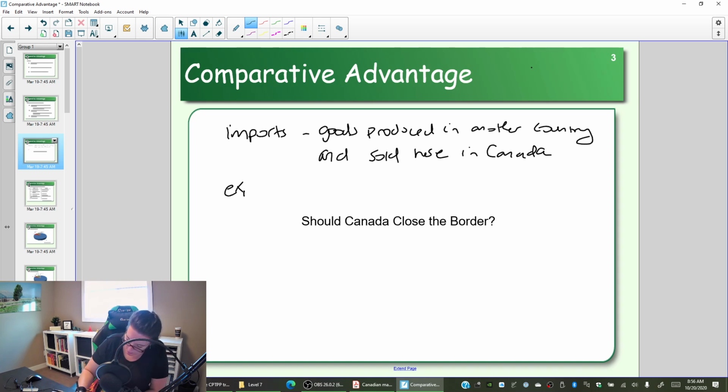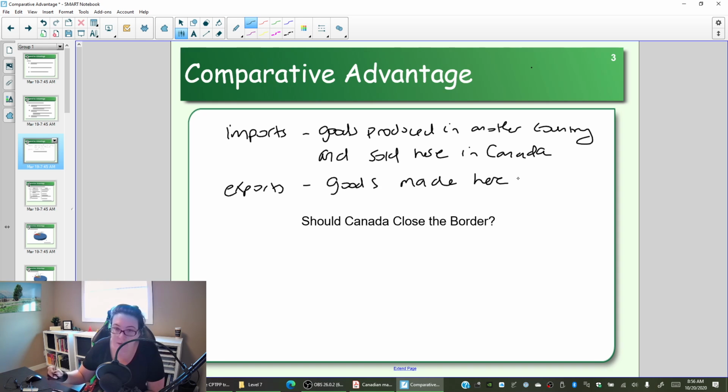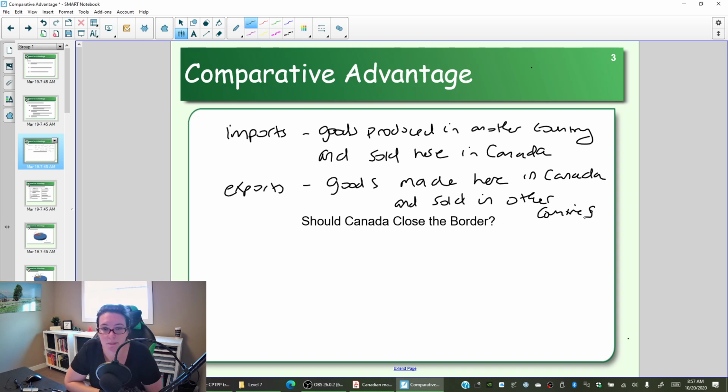Whereas exports are goods made, if we're looking at it from the Canadian perspective, made here in Canada and sold in other countries. So we might sell those goods to other countries or to the people in them or to businesses in them. But imports, the goods are coming in. Exports, the goods are going out.